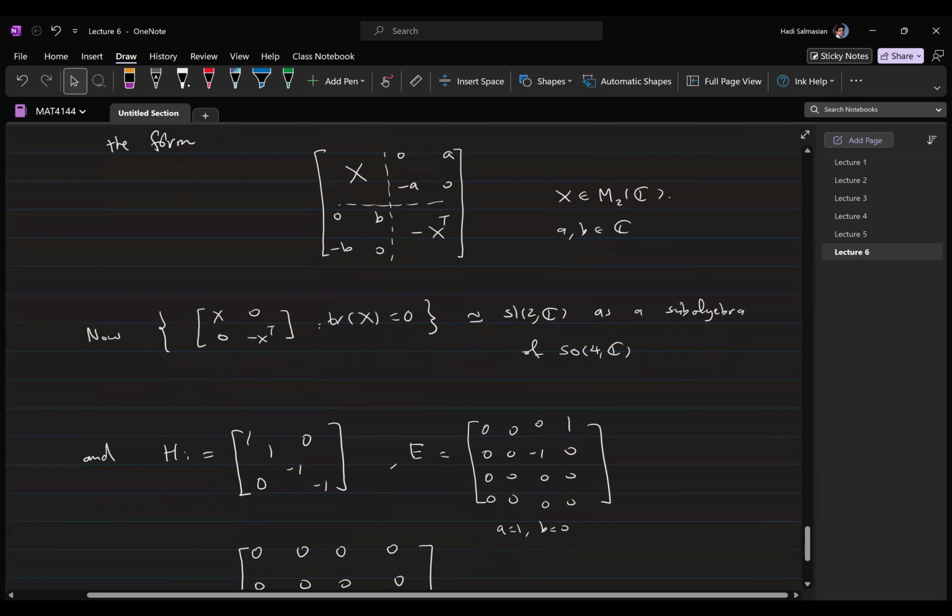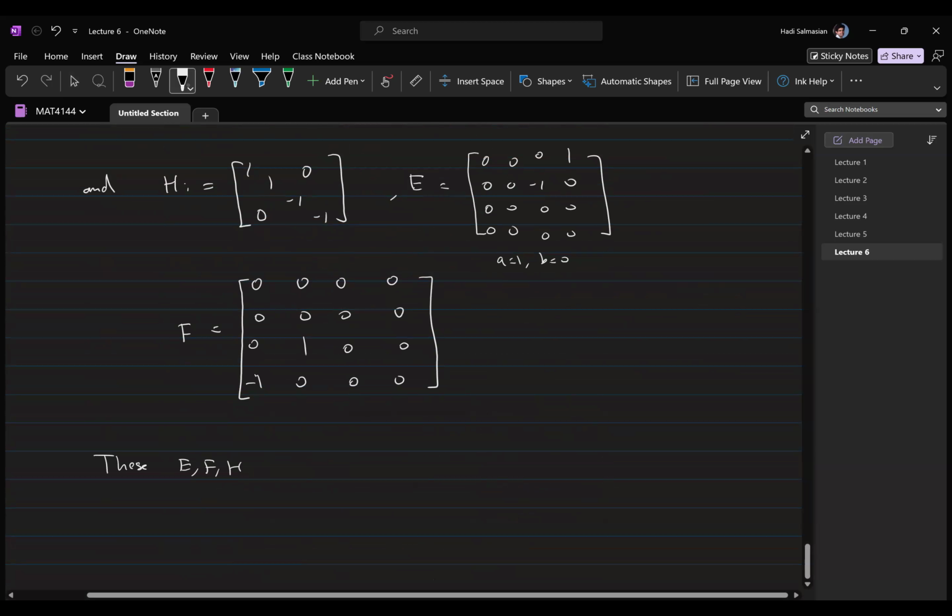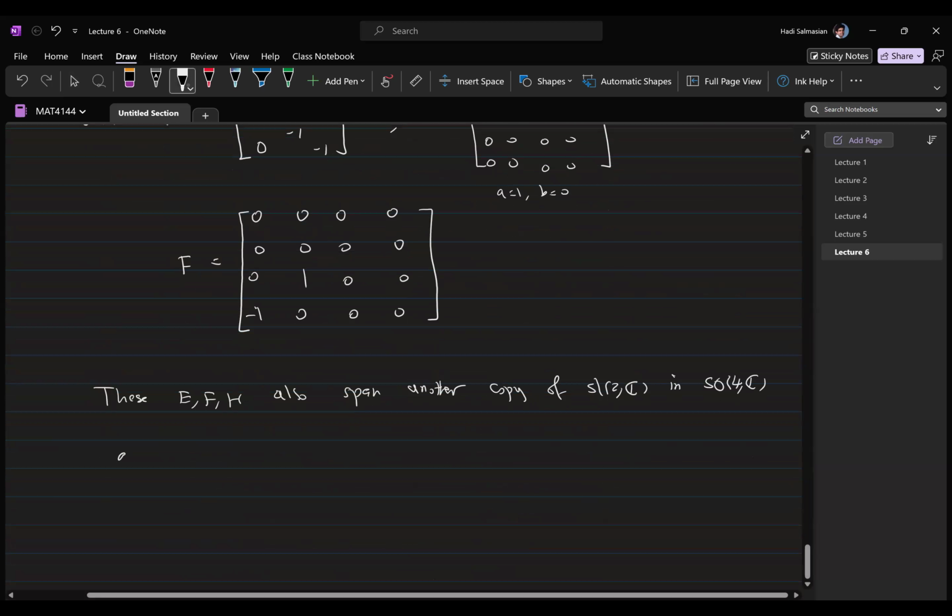So these E, F, H also span another copy of SL2C in SO4C, and the two copies commute. So this means that the bracket of elements, one from this copy, the other from the other copy, is always 0.